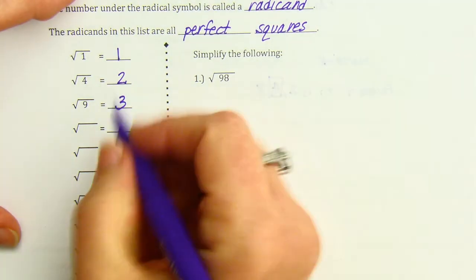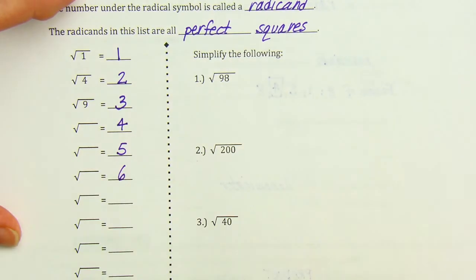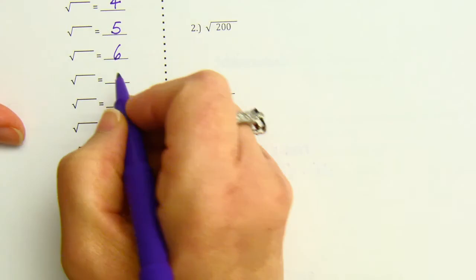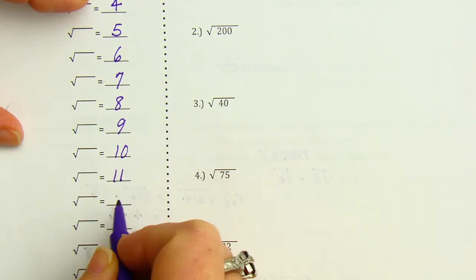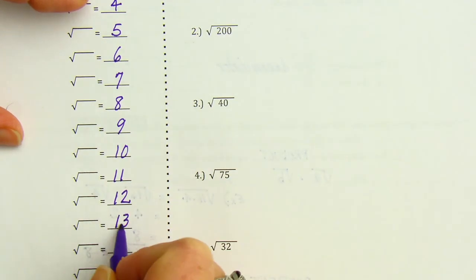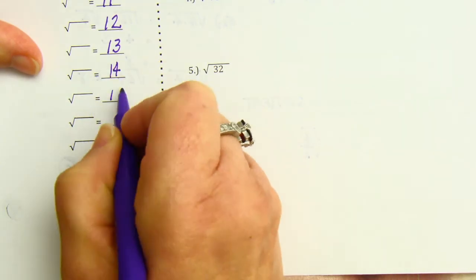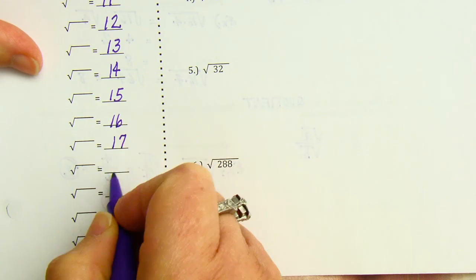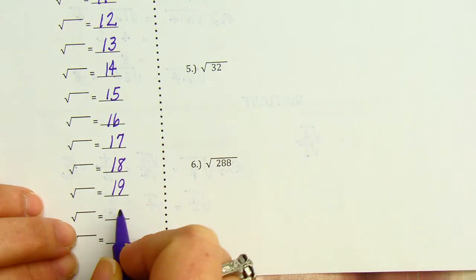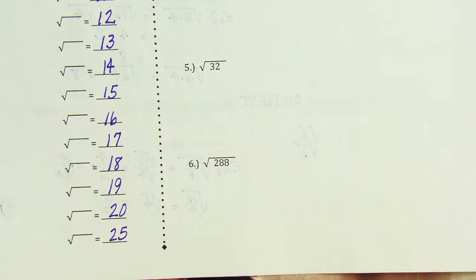So we can fill this part in: 4, 5, 6, 7, 8, 9, 10, 11, 12, 13, 14, 15, 16, 17, 18, 19, 20, and 25. Because remember, I want you to know your squares from 1 to 20, and then number 25.